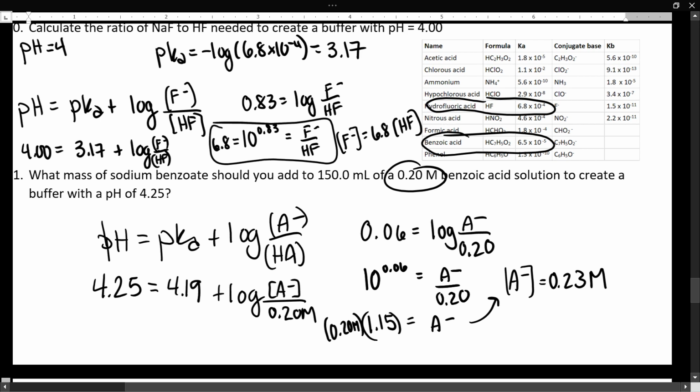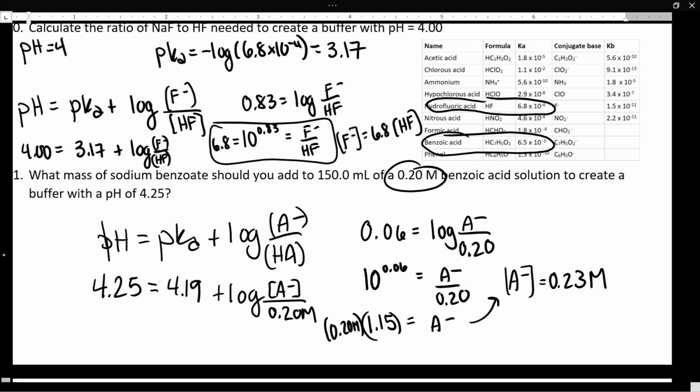Okay, but I don't want to just find the molarity. I want to find the mass. So this actually is going to be a few more steps here. To find the mass, we first have to find moles. So we have to do 0.23 molar times the volume, and the volume's 0.15. So you end up with 0.035 moles of sodium benzoate.